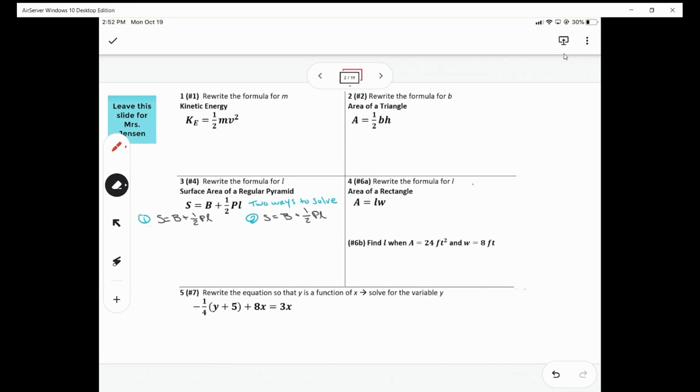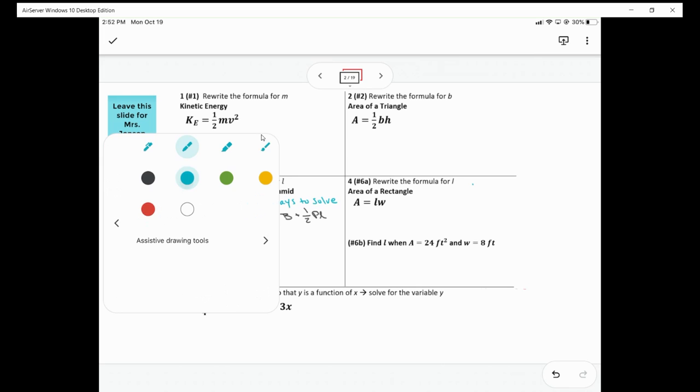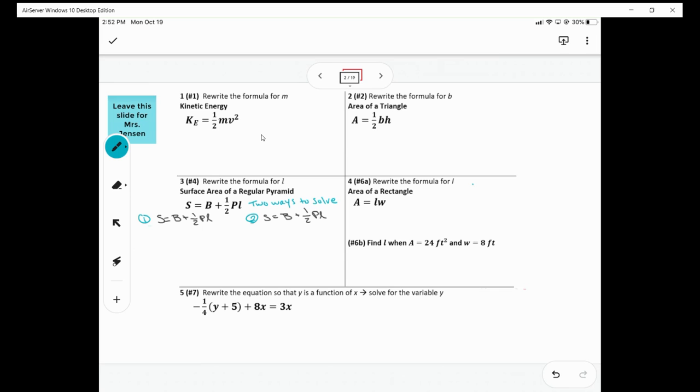Let's go over these practice problems from 1-5, day 2, solving literal equations, also known as rewriting equations and formulas. For number 1, we want to solve this formula for m.